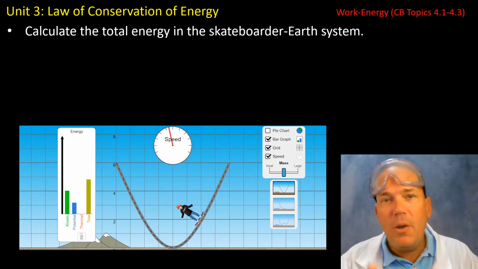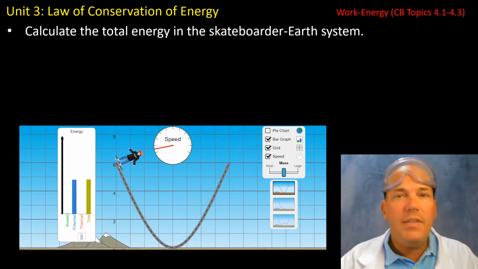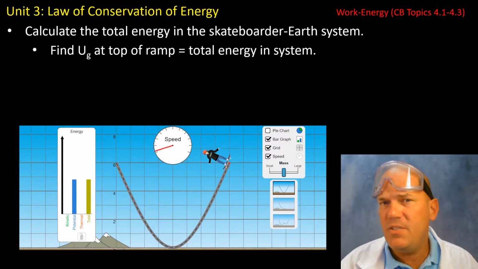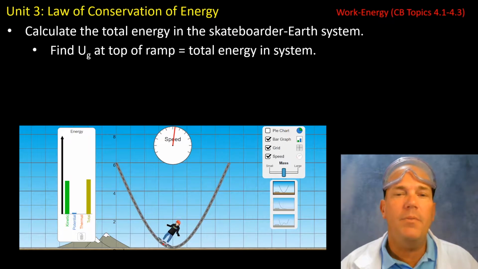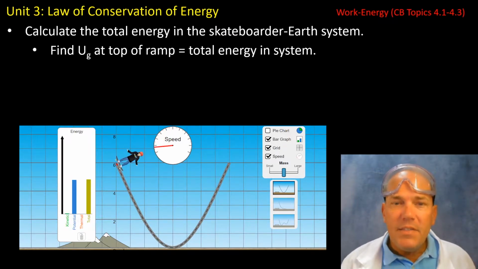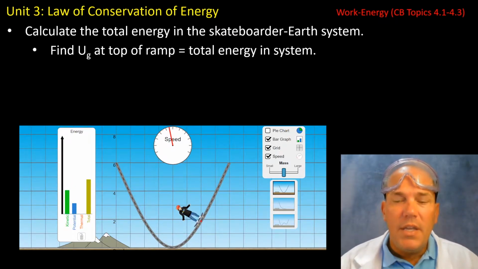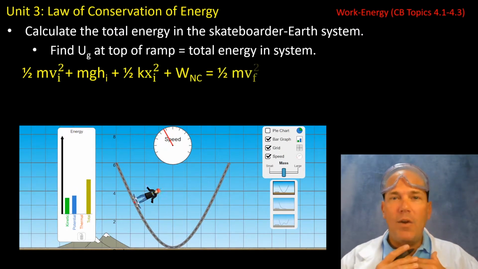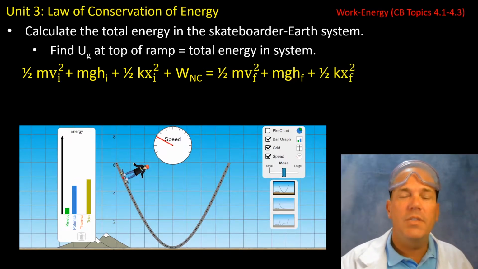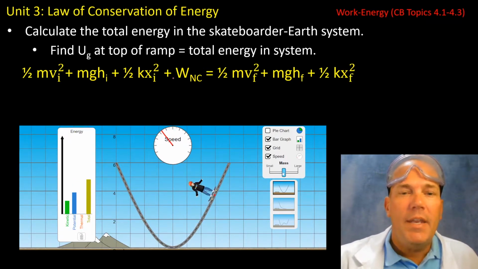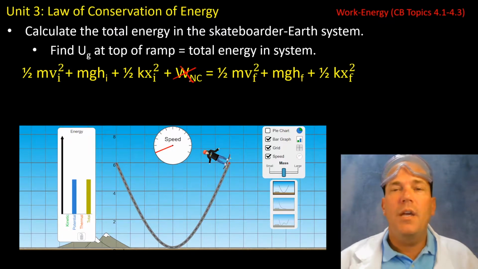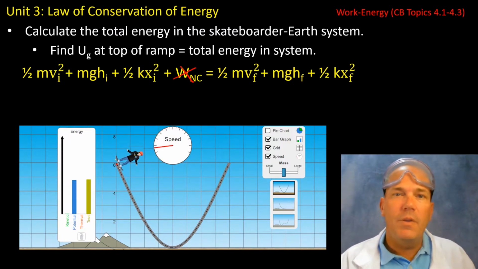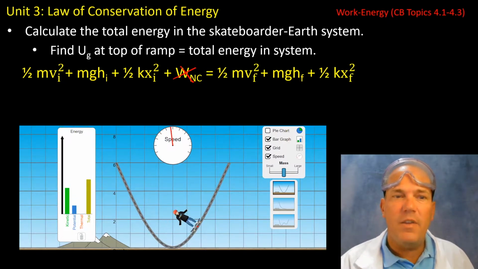But we want to be smart about how we approach this. So let's come up with a plan. Let's find the gravitational potential energy at the top of the ramp. And that is the total energy in the system. So let's once again expand out our mechanical energies. Let's go ahead and acknowledge we have no work done by a non-conservative force. In other words, we are dealing with a frictionless scenario.